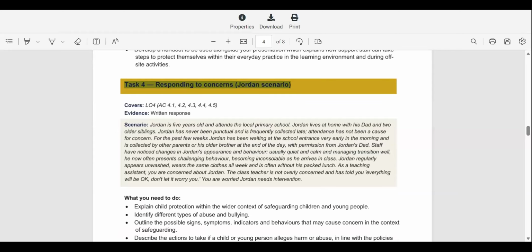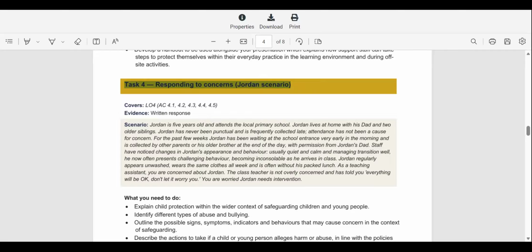Jordan is 5 years old and attends the local primary school. Jordan lives at home with his dad and 2 older siblings. Jordan has never been punctual and is frequently collected late. Attendance has not been a cause for concern. For the past few years, Jordan has been waiting at school entrance very early in the morning and is collected by other parents of his older brother at the end of the day, with permission from Jordan's dad.